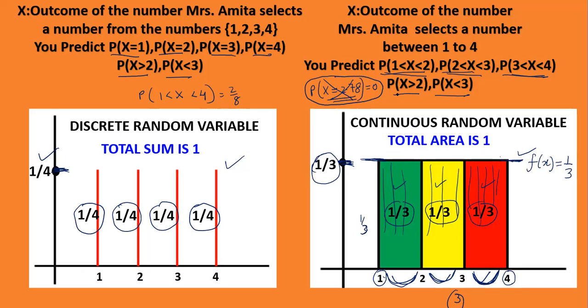If you are asked to find probability x greater than 2, 2 are favorable, so you can say 2 by 6. If you are asked to find probability less than 3, again this side and this side, you can sum up these two, 1 by 3, 1 by 3, 2 by 3. Similarly, you can write all the answers here. It's not that every time you have to divide into 3 parts. It depends. We'll see more examples.